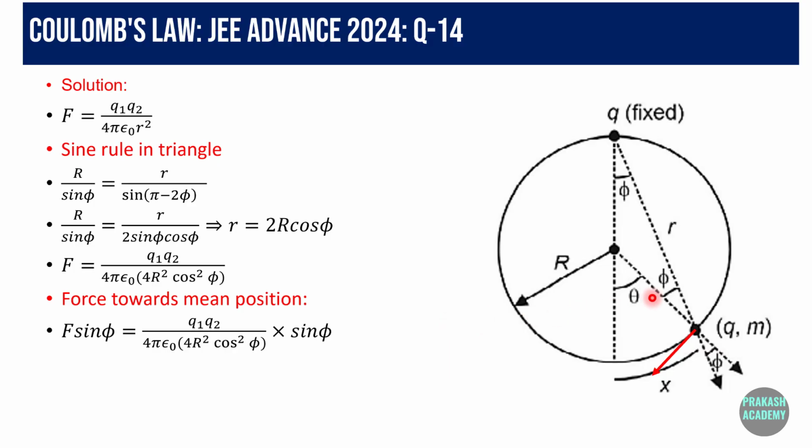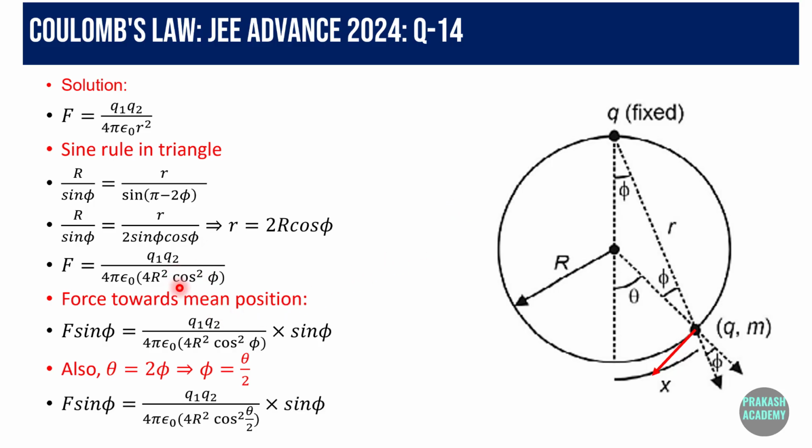Now see, we have the angle phi, but this is making SHM and this angle is theta. So we have to somehow relate theta and phi, and this can easily be done because in this triangle this is an exterior angle. The exterior angle is the sum of the two opposite interior angles, that is 2 phi. So theta equals 2 phi. This means phi equals theta by 2, because I have to express this equation in terms of theta.